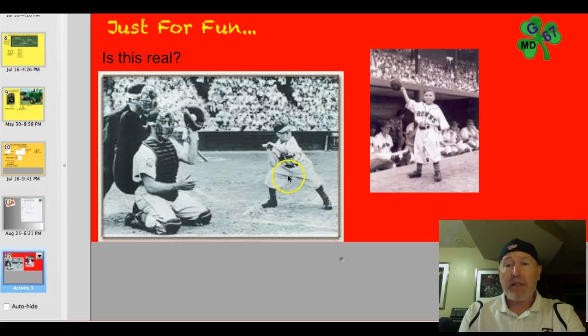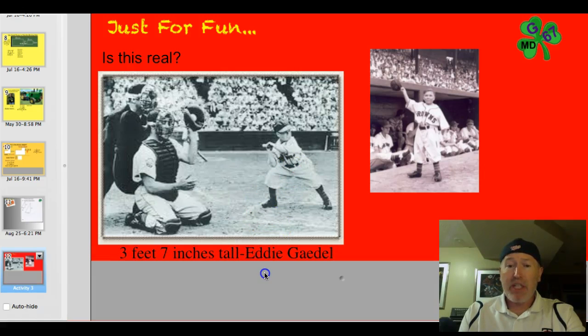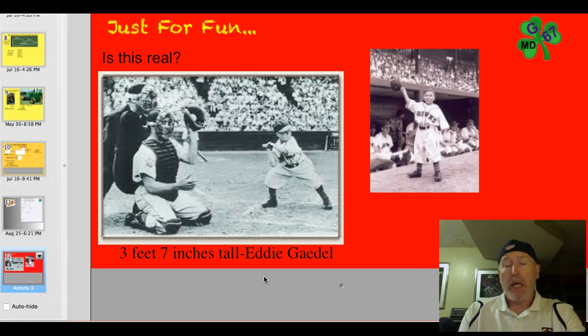Yes, it actually is. This guy's name is Eddie Gaedel. He's 3 feet 7 inches tall. He was hired on a 1-day contract by this guy named Bill Veeck, I can't remember when, a long time ago, early 1900s, to play baseball for the Browns. They send him up to bat. He's 3 foot 7 inches tall. The pitchers are there. The other coach is going crazy.